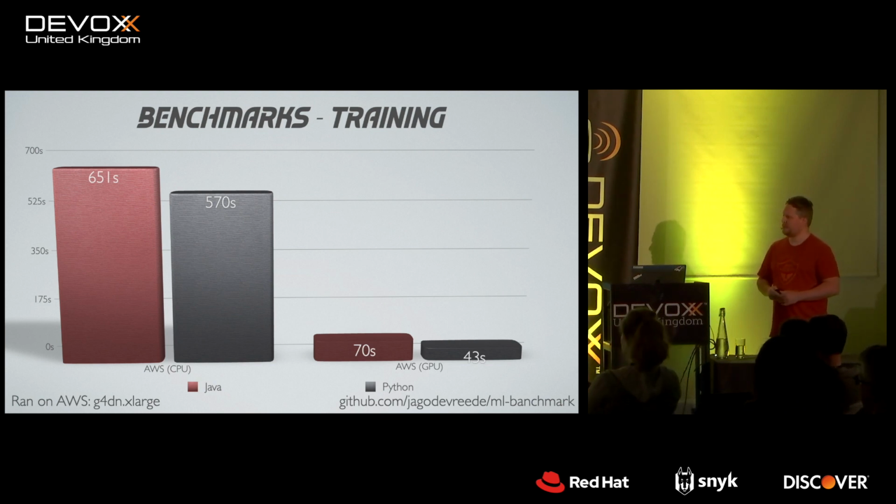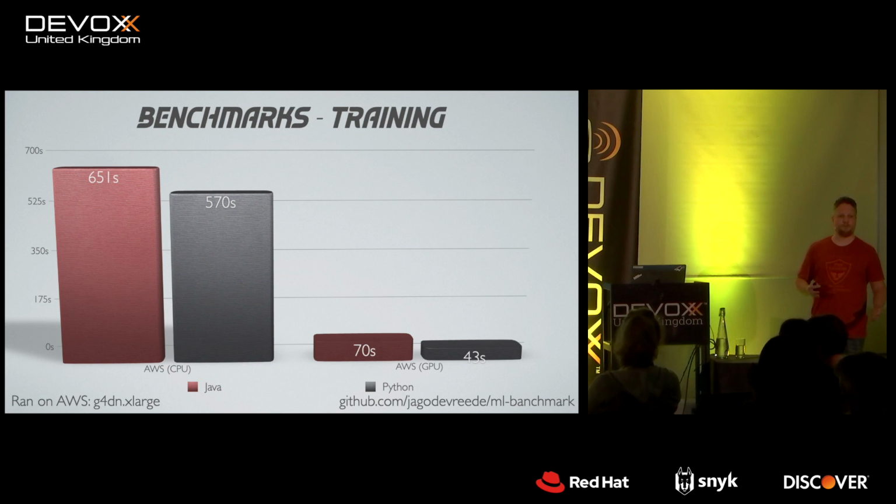As you can see, Java is a little bit slower in learning and training on the data. That's true on both CPU and GPU. On GPU, the times are quite fast, so it doesn't really matter that much. But if you have a large dataset and a large number of things to train, then this might add up.